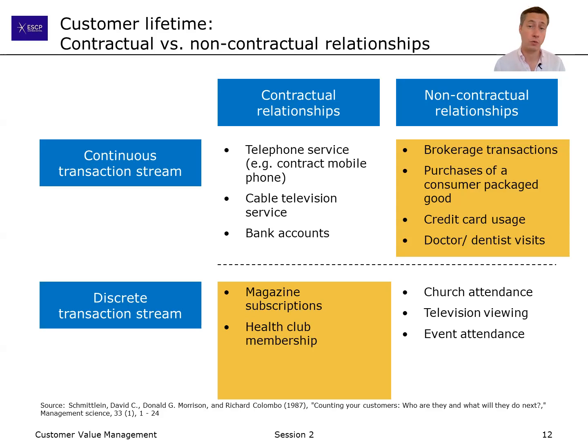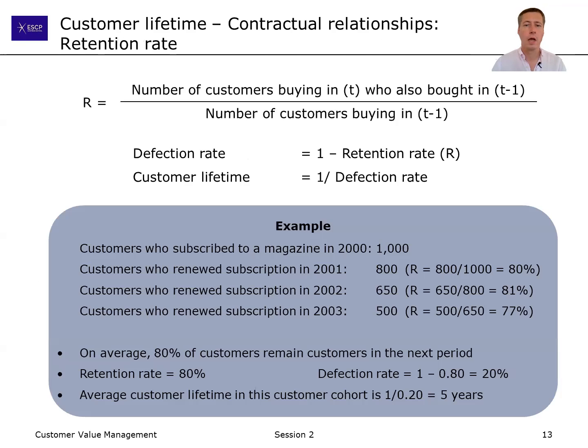If you combine this, you get 4 different cases. The easiest case is a contractual relationship with discrete transaction streams, and the most complicated case is non-contractual relationships with continuous transaction streams, and we talk about both of them now. Let's focus on the easy case first.